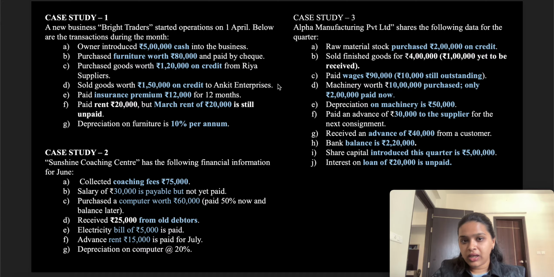Depreciation on furniture is 10% per annum. So depreciation is also an expense. So let's talk about the next one.